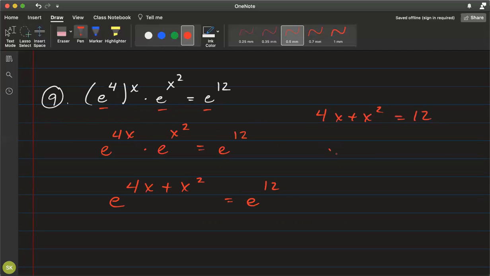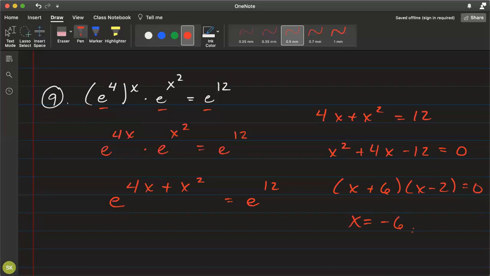Move everything to one side. How can we do this? I think this is x plus 6 times x minus 2 is equal to 0. 6x will give me the 4x, and then the negative 12, yeah. So the two answers will be x is equal to negative 6 and x is equal to 2. So double check those, make sure that they work for this problem.